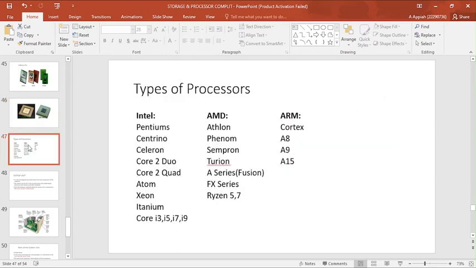Then we have types of processors. So the types that belong to Intel. We used to have the Pentium, the Centrino, Celeron, up to the Core i3, Core i5, i7, and i9 that we have. We have those that belong to the AMD and the ARM also.